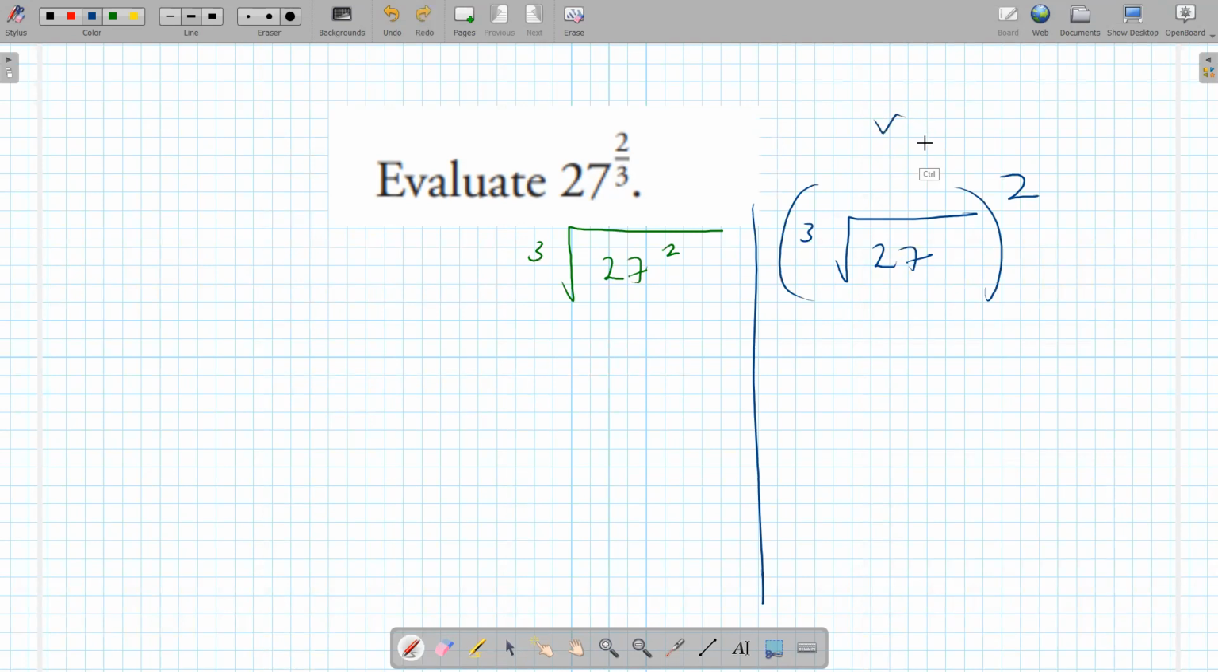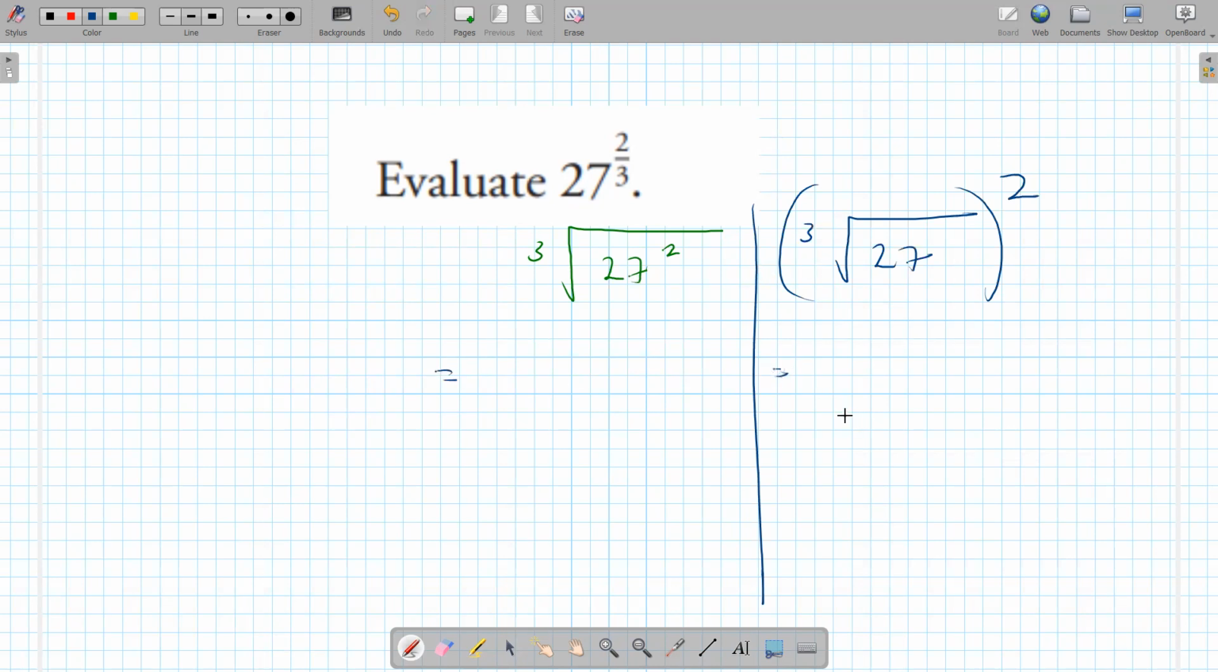This is the way to go, because you can do it in your head. This one, I don't know what 27 squared is. Probably 700 something, but that's not important. You're going to do it this way. The order here is not important. You can do whatever way is easier for you. Both of them will give you the same answer.